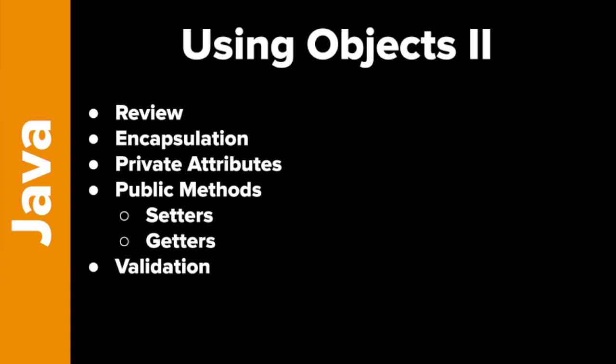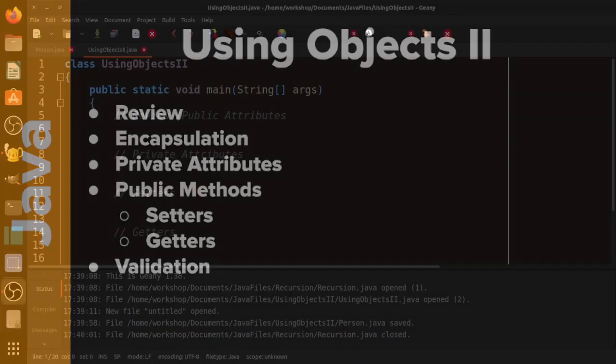We're going to talk about the idea of encapsulation, which is a very important principle in object-oriented programming. And to carry out encapsulation, we need private attributes and public methods. In this particular video, we're going to only look at setters and getters. They're a particular type of public method. Later, we'll look at other types of public methods as well. And then talk a little bit about validation and why we might want to use this way of doing things rather than the way that we learned earlier in this video series. So let's go ahead and get started.